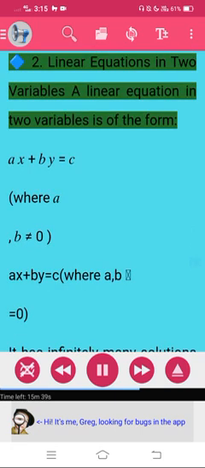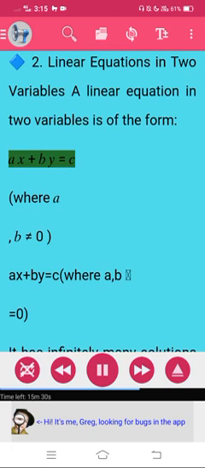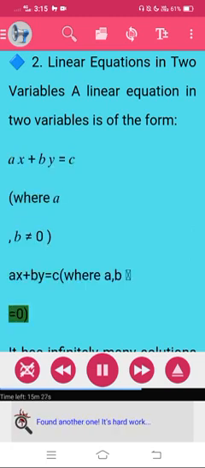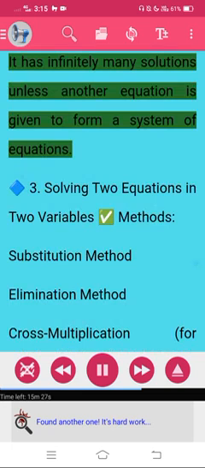Diamond 2: Linear equations in two variables. A linear equation in two variables is of the form ax plus by equals c, where a and b are not equal to 0. If a and b both equal 0, it is not a valid equation. It has infinitely many solutions unless another equation is given to form a system of equations.